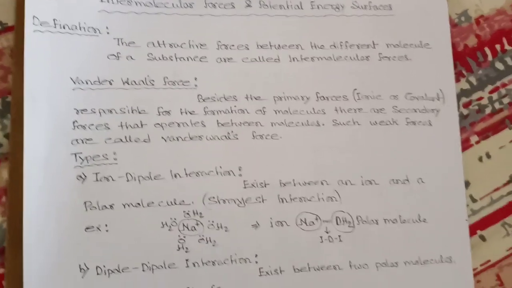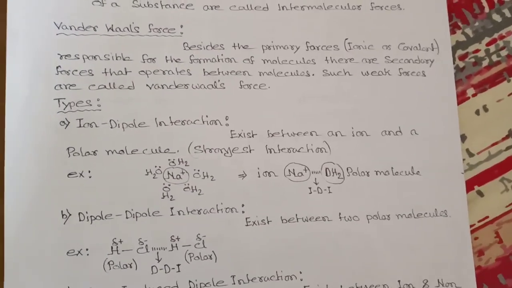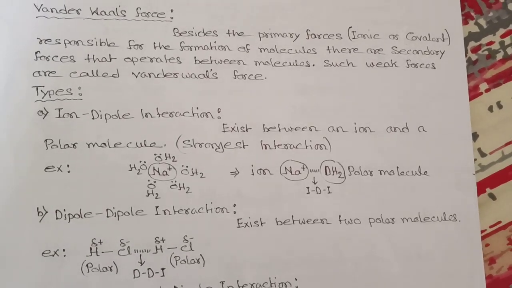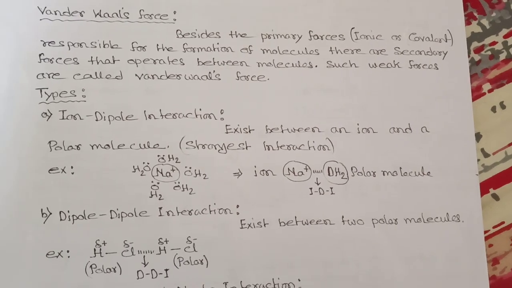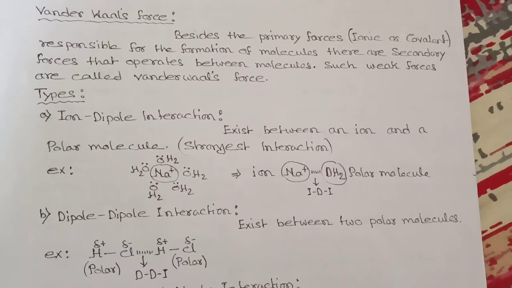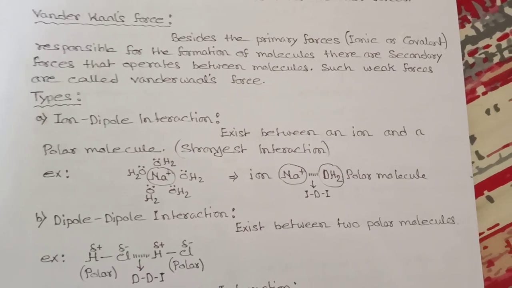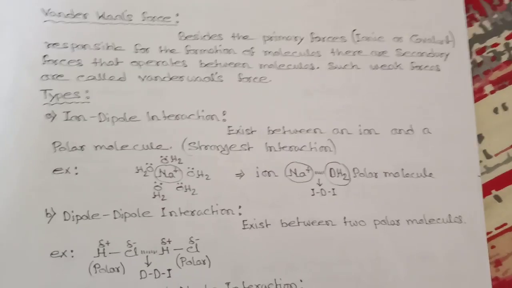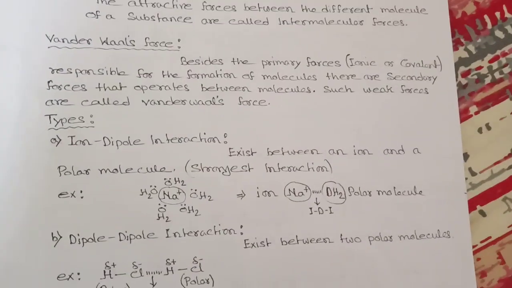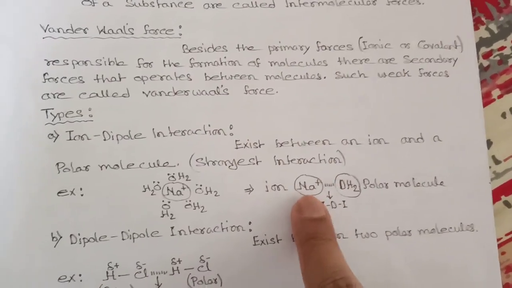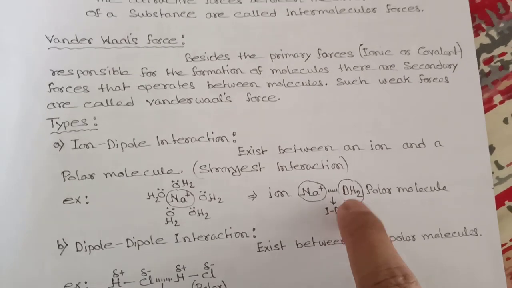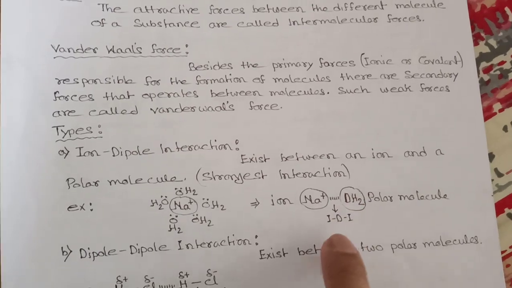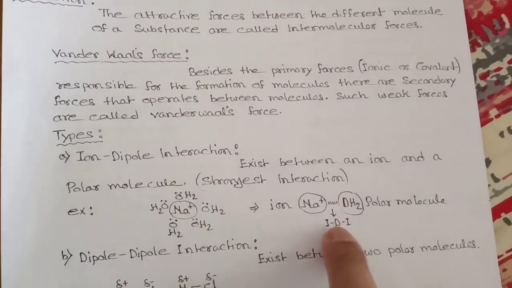First one is ion-dipole interaction. Here this interaction will exist between an ion and a polar molecule. Let's take an example of sodium plus ion and a polar molecule like H2O. So you clearly see that this is the ion and this is the polar molecule, and the interaction between these two, the ion and polar molecule, is known as ion-dipole interaction.